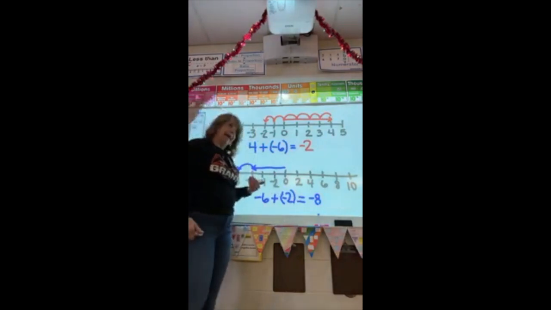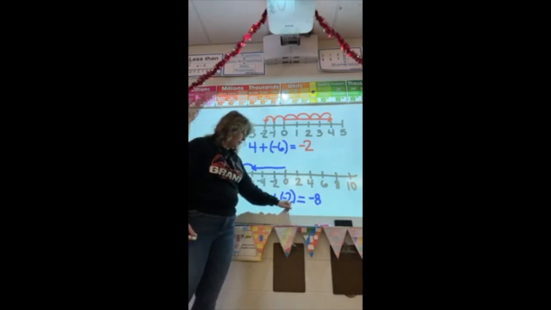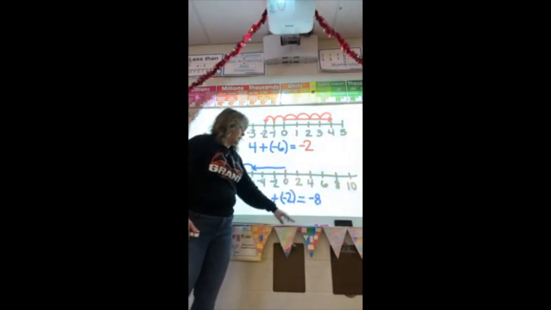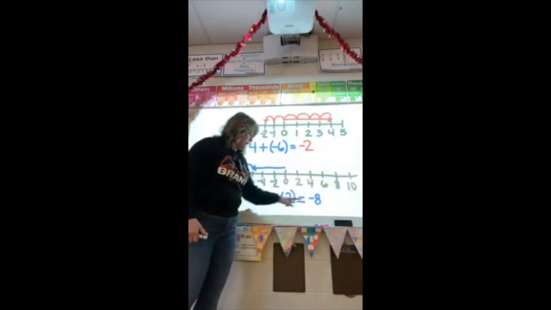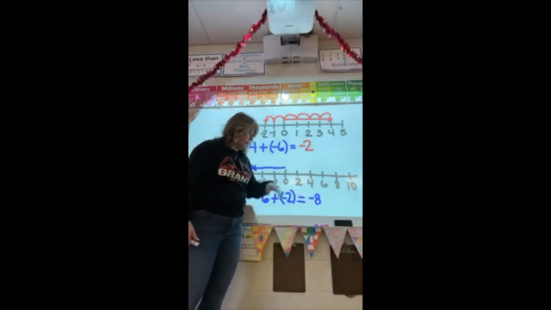So let's sing. Same signs, add and keep. Same signs, they're both negative. So I'm going to add the 6 and the 2. Gives me 8, and I keep the same sign. Same signs, add and keep. Same signs, add the numbers, keep the sign the same.